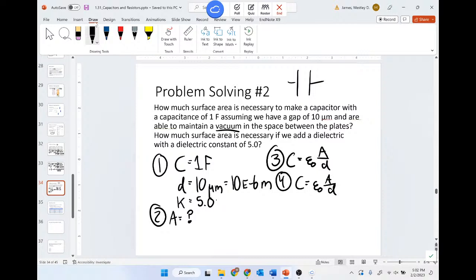How do I get A by itself? I'm going to multiply the D over. I'm going to divide by epsilon naught. So A is going to equal D times C over epsilon naught. I multiply the D over, divide by epsilon naught. Whenever I'm doing these algebra steps, if you're ever like, how the heck did he do it? Try it yourself.